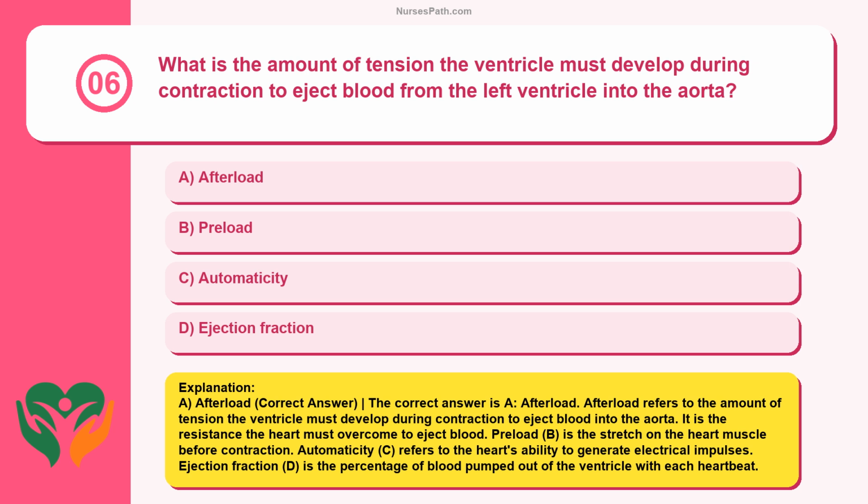Afterload. Afterload refers to the amount of tension the ventricle must develop during contraction to eject blood into the aorta. It is the resistance the heart must overcome to eject blood. Preload, B, is the stretch on the heart muscle before contraction. Automaticity, C, refers to the heart's ability to generate electrical impulses. Ejection fraction, D, is the percentage of blood pumped out of the ventricle with each heartbeat.